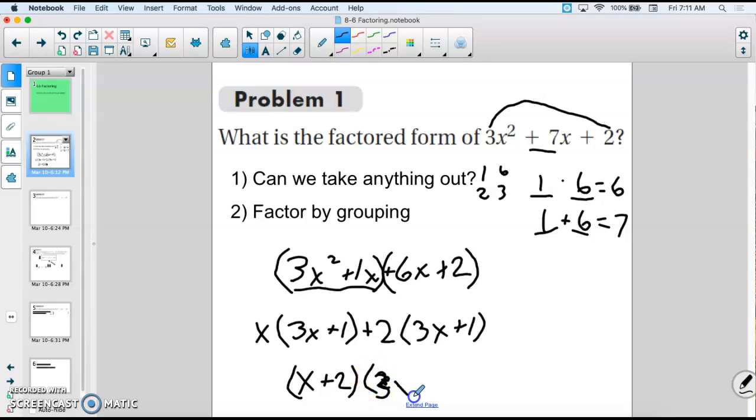That's a 3x plus 1. Okay, and this is our final answer. We factored it. This is the factored form.